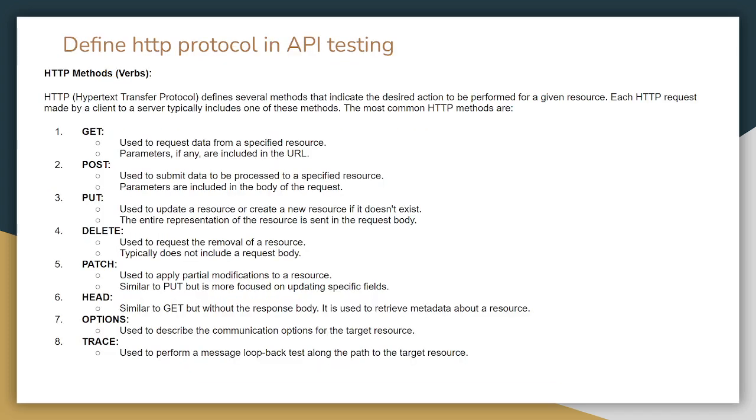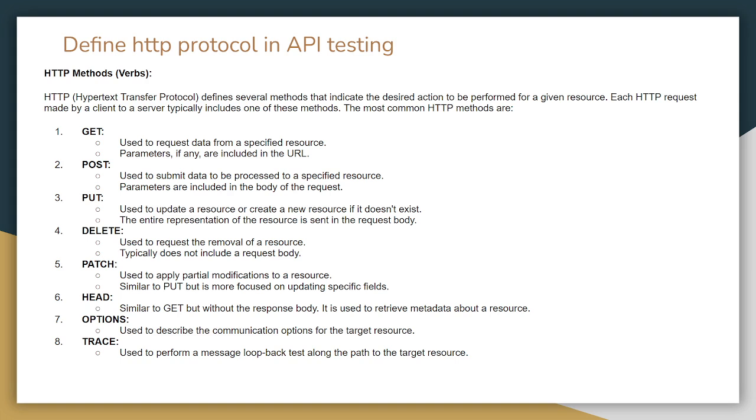So, define the HTTP protocol in API testing. In API testing, the HTTP protocol plays a crucial role as it is the foundation for communication between the clients, such as applications, browsers, and tools, and servers. HTTP, which stands for Hypertext Transfer Protocol, is an application layer protocol that facilitates the transfer of data between clients and the servers on the World Wide Web. API testing often involves interacting with APIs over the HTTP or HTTPS protocols.